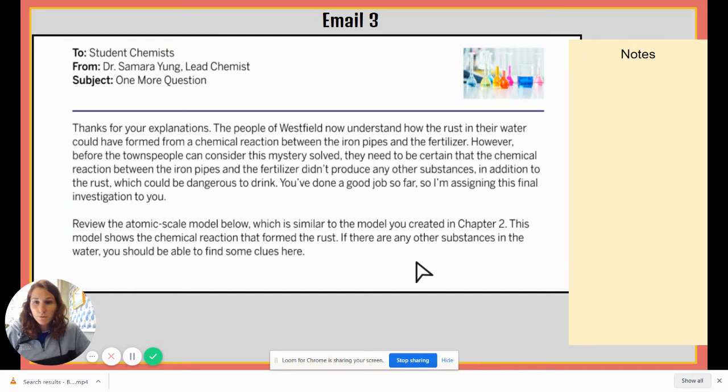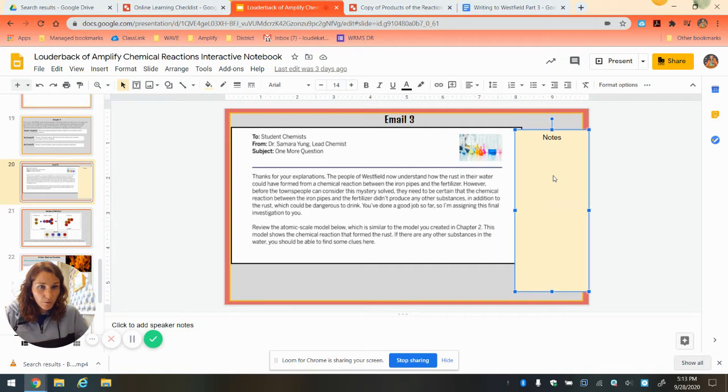Review the atomic scale model below, which is similar to the model you created in Chapter 2. This model shows the reaction that formed the rust. Is there any other substance in the water? You should be able to find some clues here. So let's make some notes here, okay?